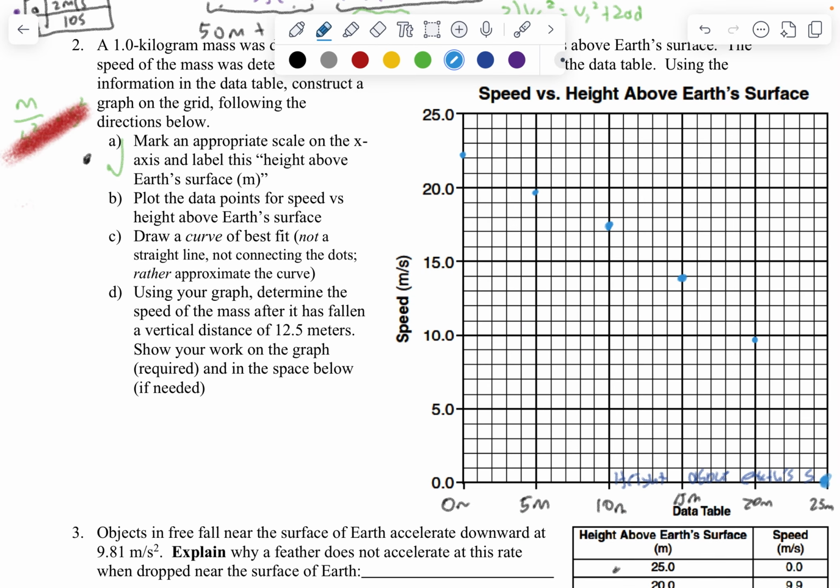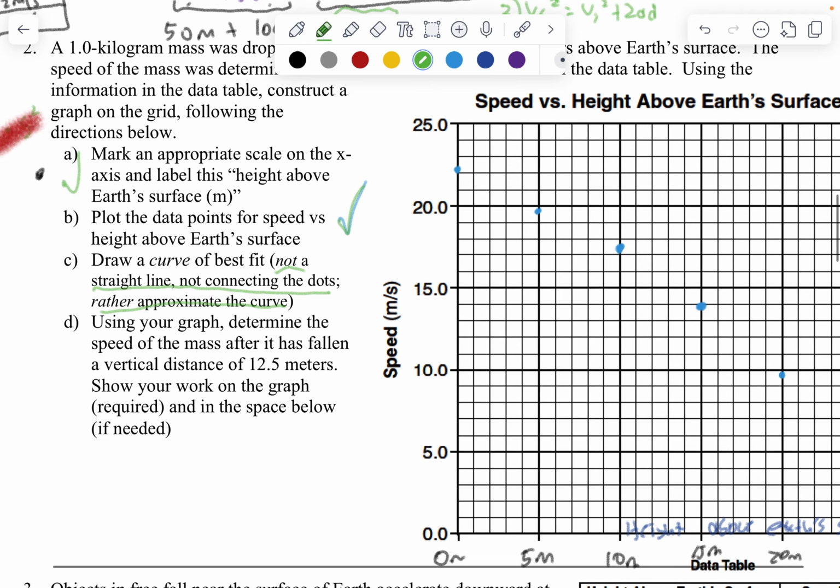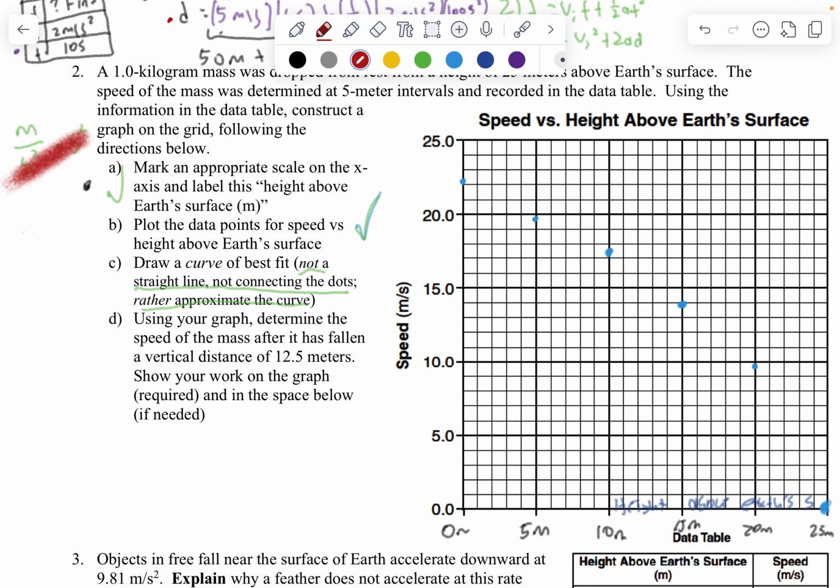So we did this, great. Plotted the data points. Now what the directions say is, you have to draw a curve of best fit. Now, like it says, we do not want to do a straight line or connected dots. Rather, we approximate a curve. And so when we do a line of best fit, we're almost splitting the data points in half symmetrically. And so let's do that using a curve. This does not have to be perfect here. We're just doing this for practice. And so I'll definitely do my best to draw a curve of best fit.